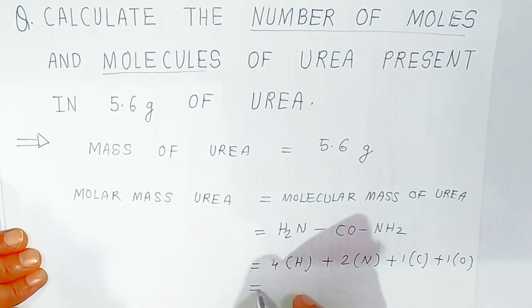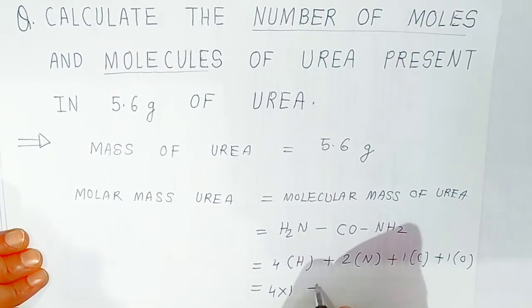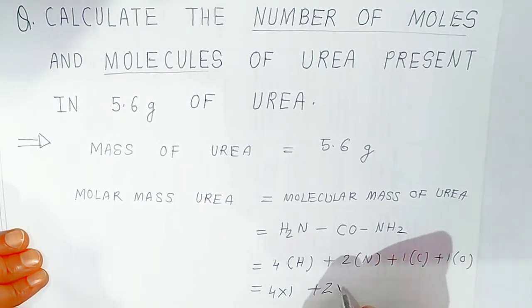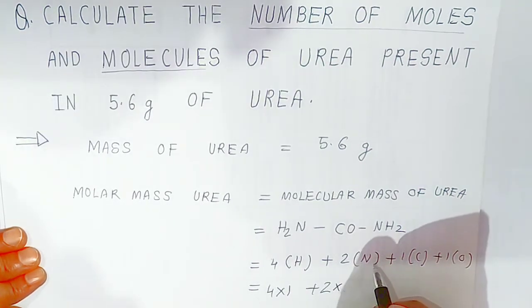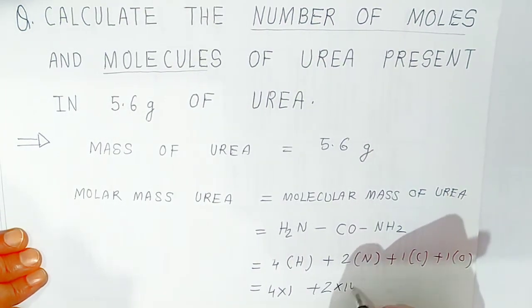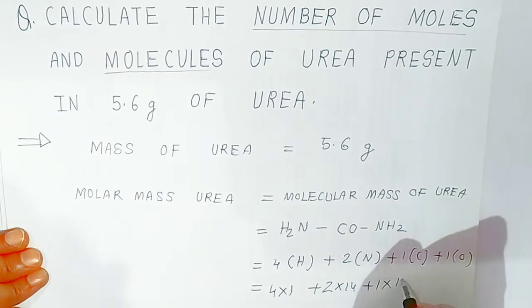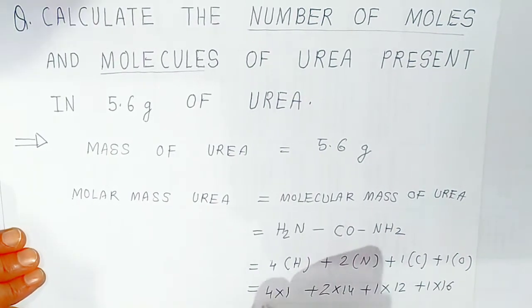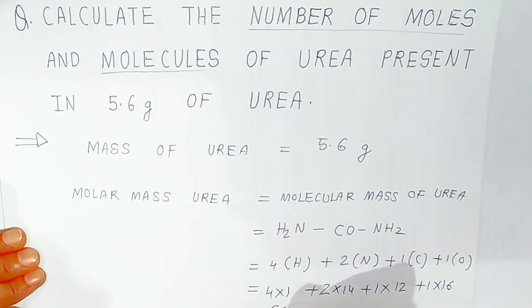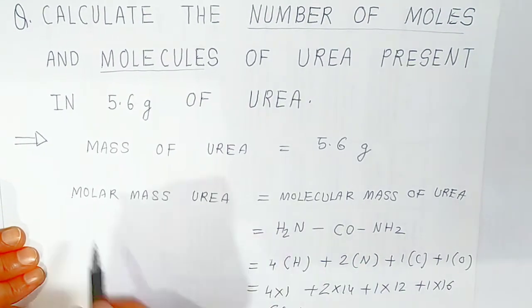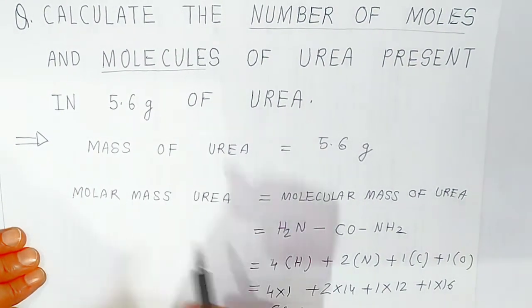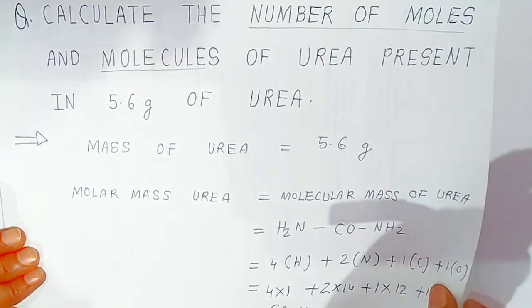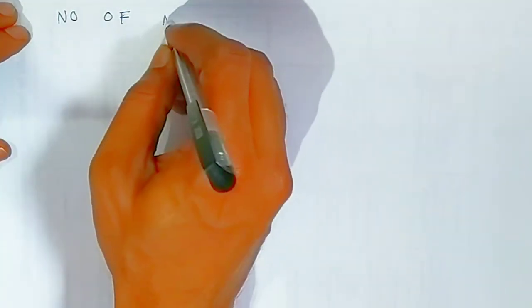When you add the atomic mass, students, 4 into 1 plus 2 into nitrogen. What is the atomic mass of nitrogen? That is 14. Plus carbon, that atomic mass is 12, and oxygen is what? 16. When you add all, students, you will get 60 unit. So this is the molar mass of urea. Once you have the molar mass and you know the mass of urea, you can find the number of moles.